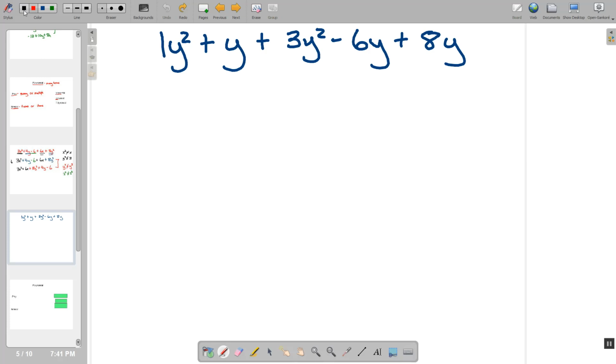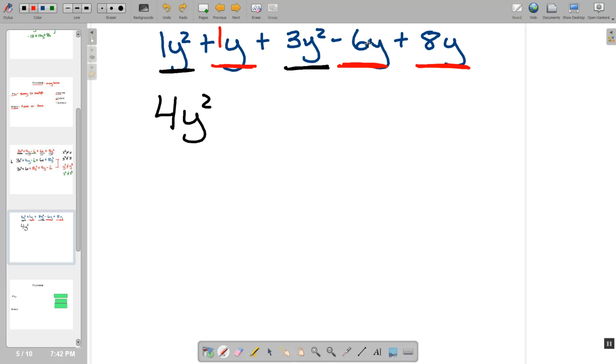So, first thing I want to do is underline my first term, which in this case is 1y squared. And I want to combine that with all of the other y squared terms, which in this case is right here. I have positive 3 y squareds. I can combine those together to make positive 4 y squared terms. There are no other y squareds in this expression, so I go to my next term, which is 1 regular y. I can combine that with -6 y's over here, and finally 8 y's over here.